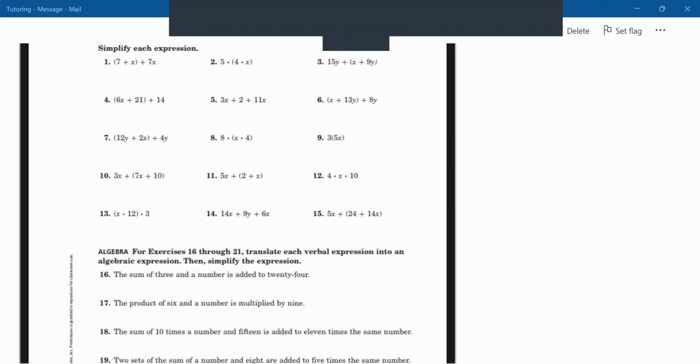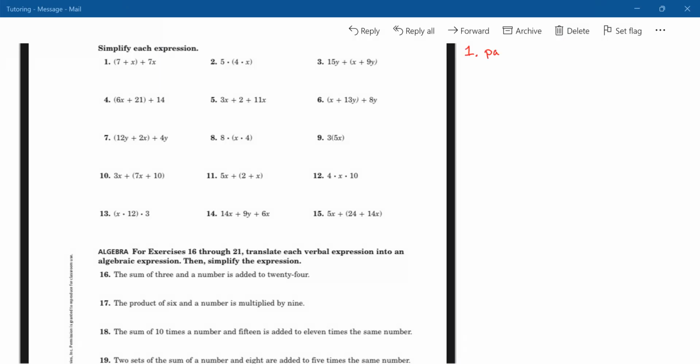A good step process for simplifying expressions is to first look at parentheses, which you might remember from PEMDAS. A second step would be to combine like terms. And the third step would be to check for a greatest common factor.